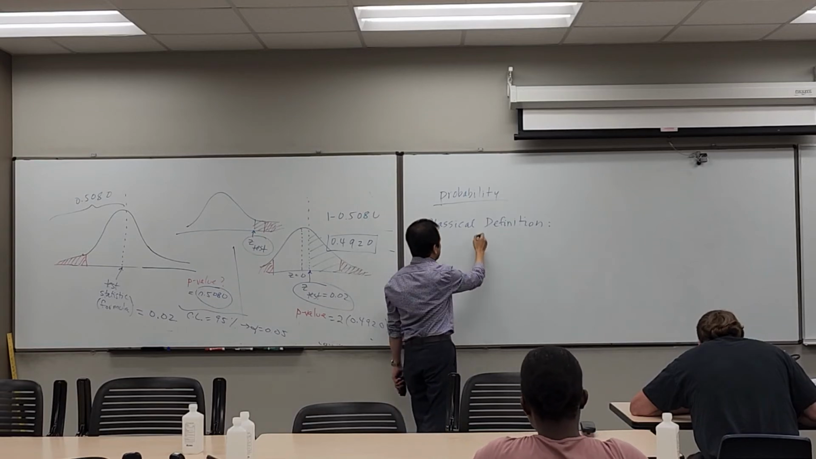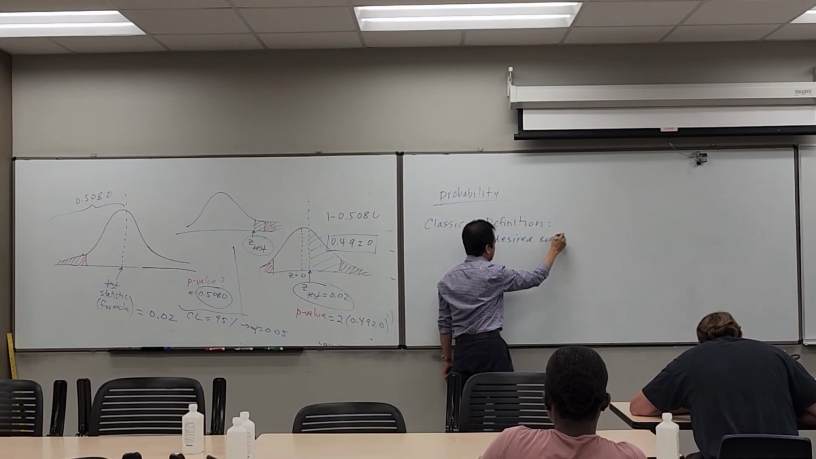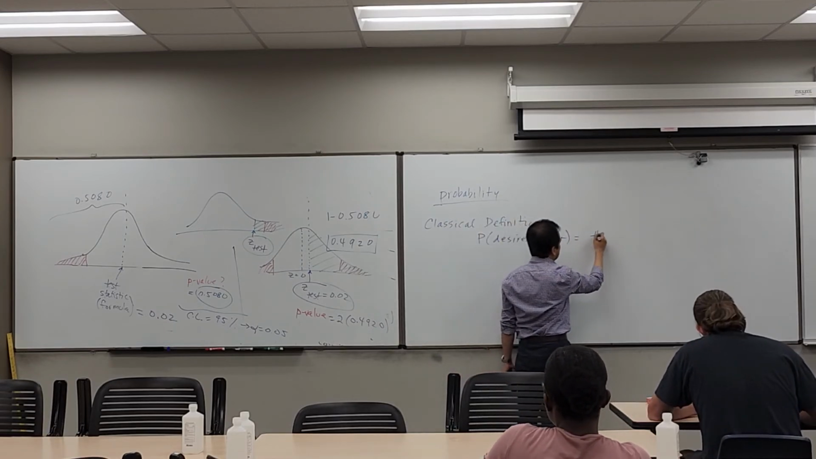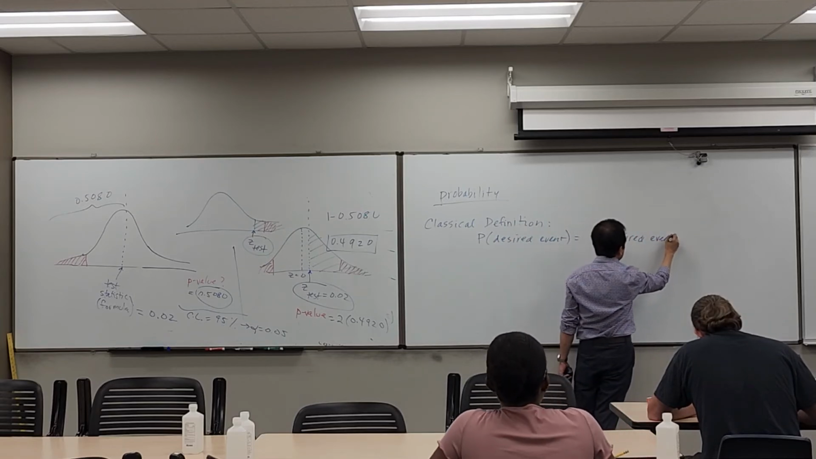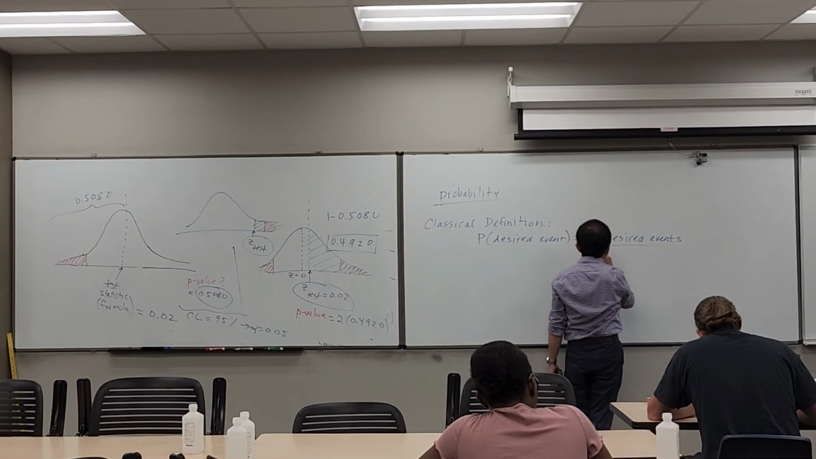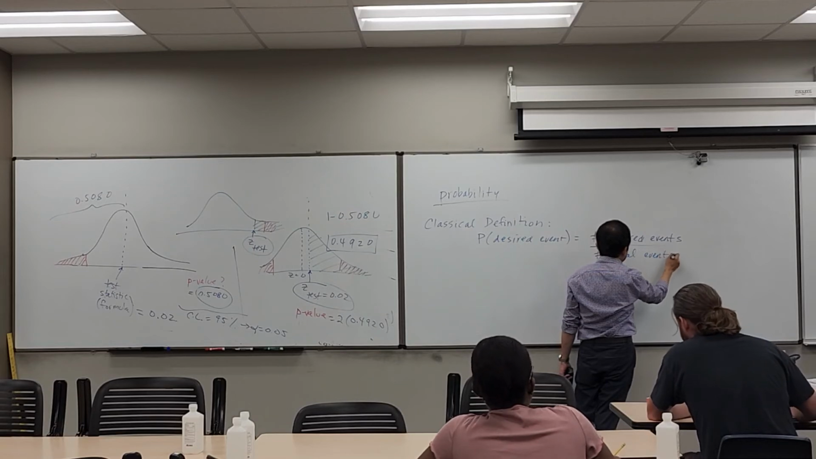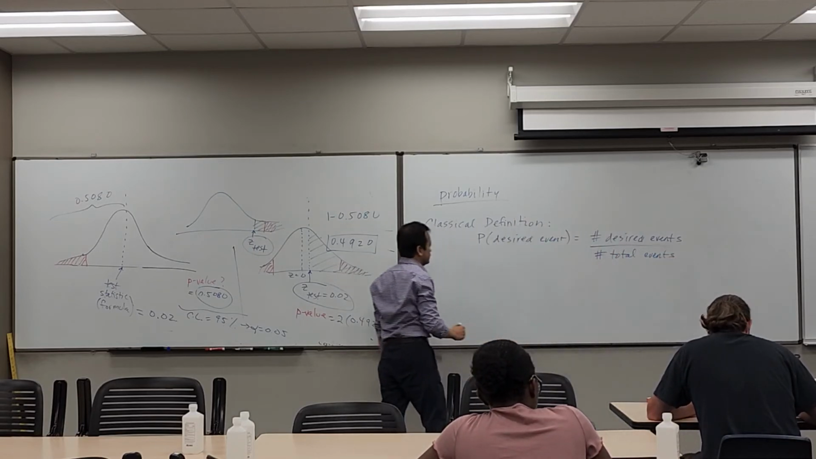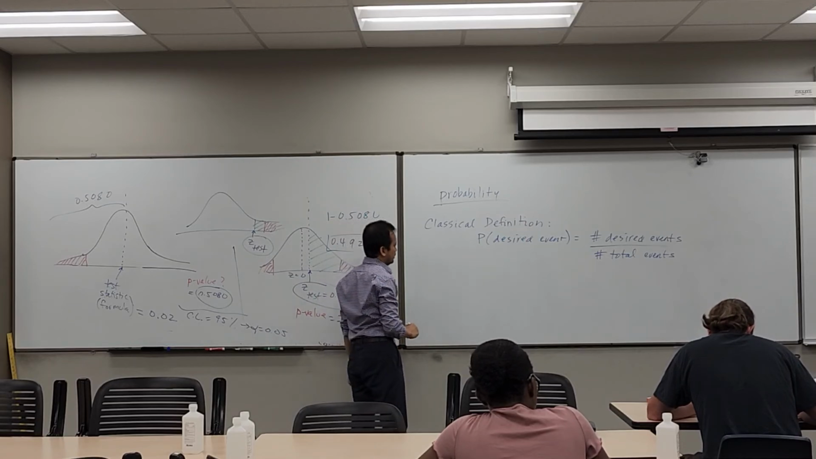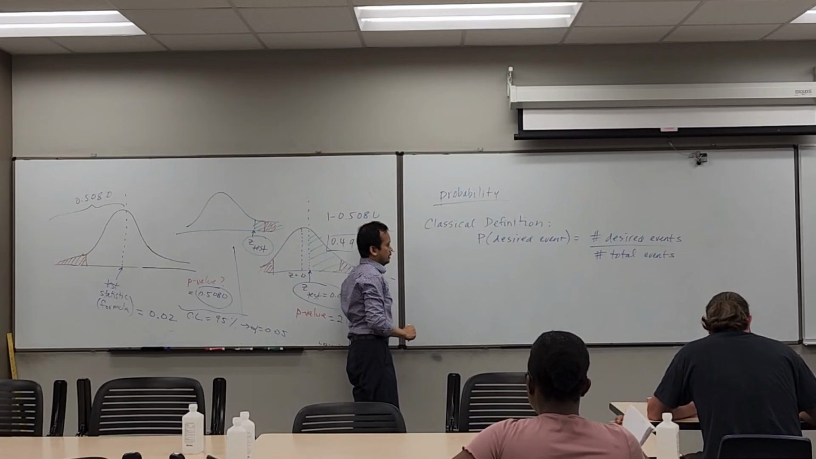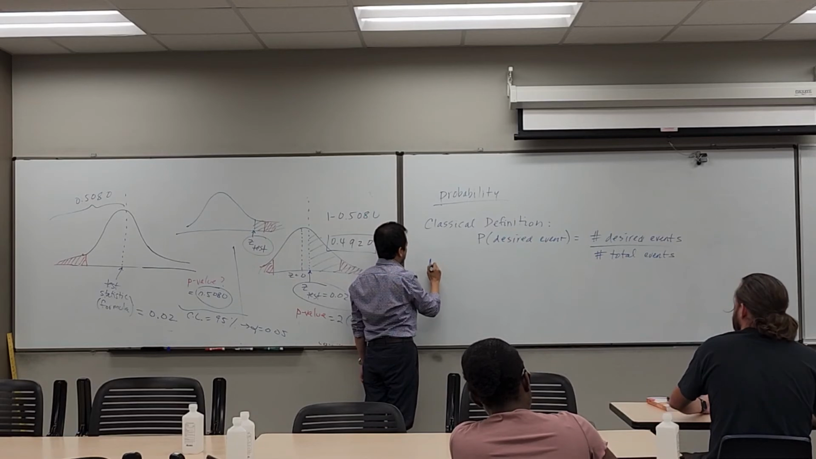Where to find the probability of a desired event, it's equal to the number of desired events divided by the number of total events. And then we talked about the addition rule.